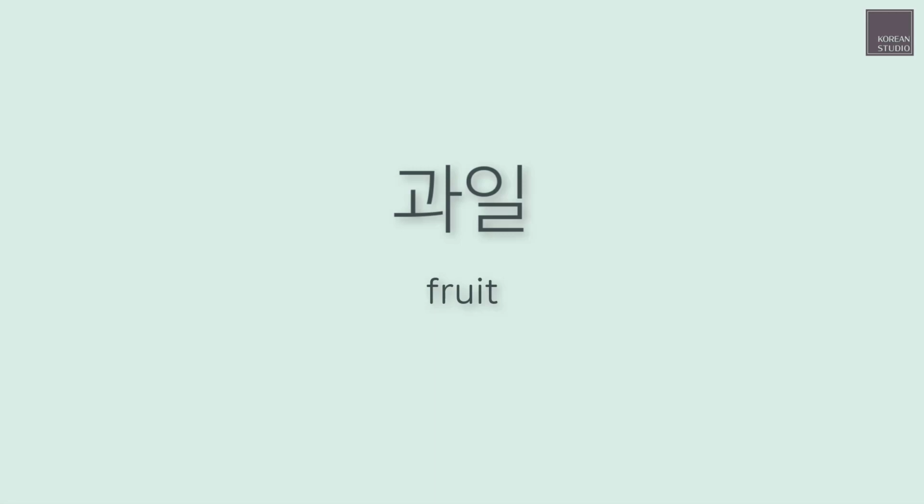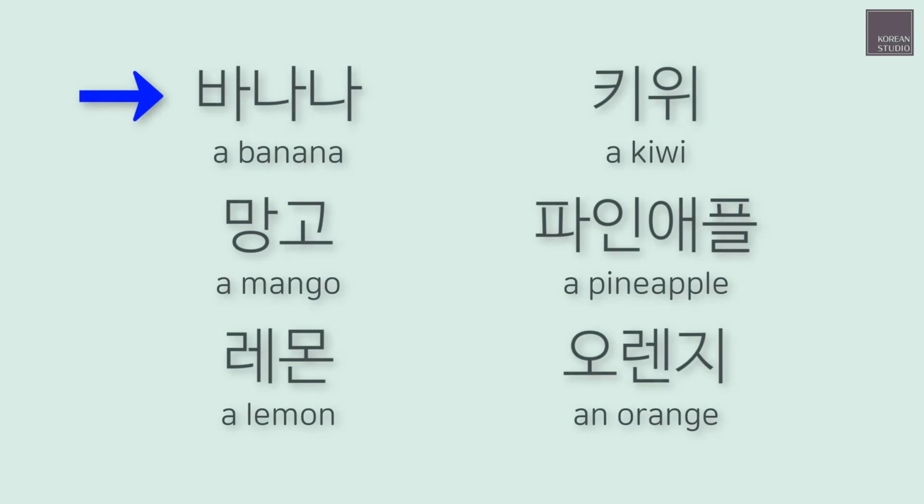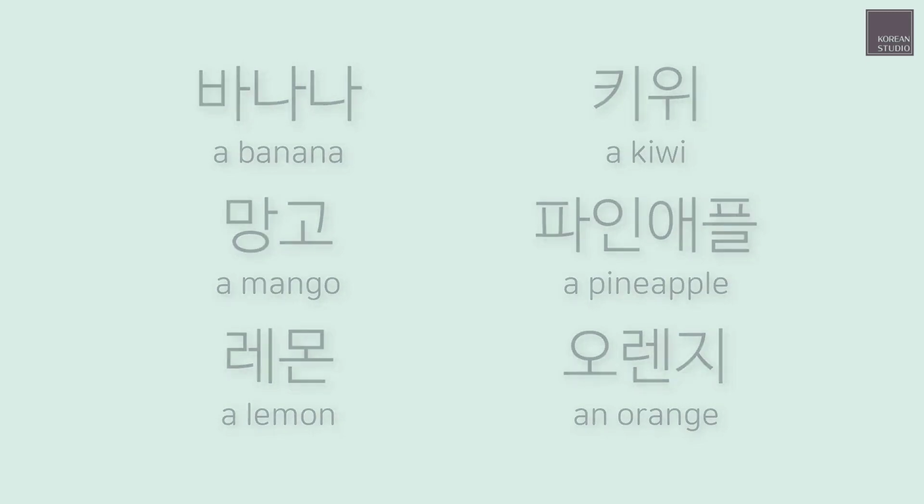Okay, so a lot of fruits, 과일 in Korean, are loan words from English. So banana is 바나나, mango is 망고, lemon is 레몬, kiwi is 키위, pineapple is 파인애플, and orange is 오렌지. So other than having to say them phonetically in Korean, they should be quite easy to remember. Therefore, in this lesson, we're going to focus on fruit words that are different in Korean.